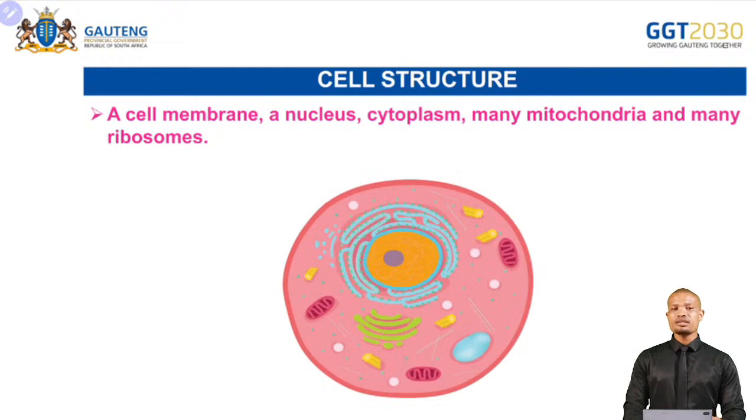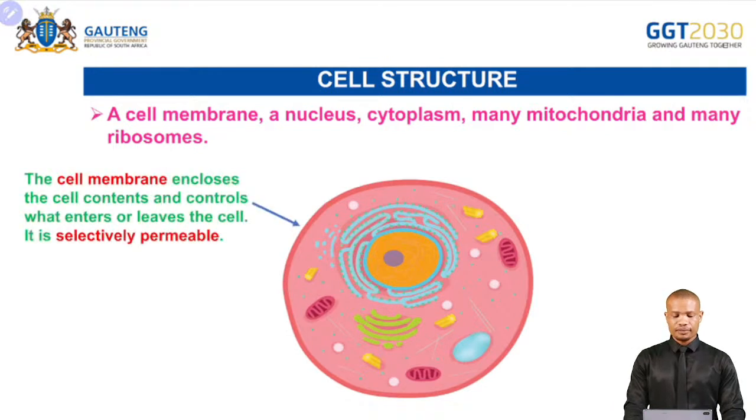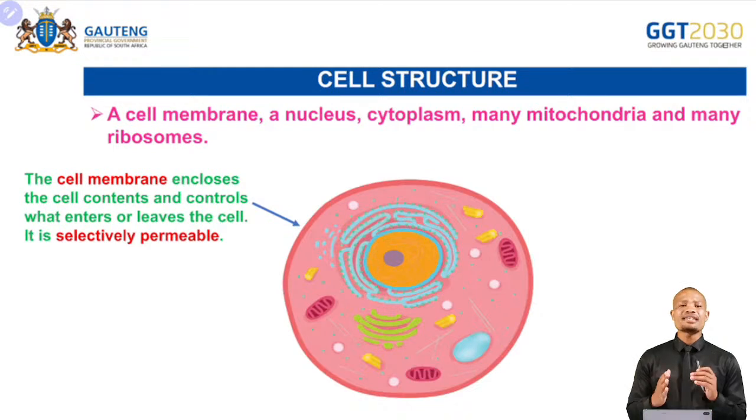Okay, so this is a sample of an animal cell. And we have the cell membrane, which encloses the cell contents and controls what enters or leaves the cell. So we call it a selectively permeable membrane. Why? Because it only allows certain sizes of particles to pass through and prevents particles which are larger than the pores of the cell membrane from passing through. So it's selectively permeable, and it only picks and chooses what enters and what leaves the cell. It is the enclosure of the cell organelles.